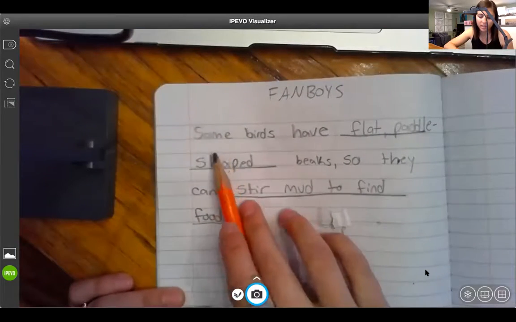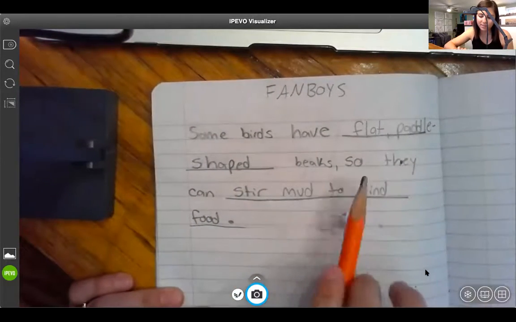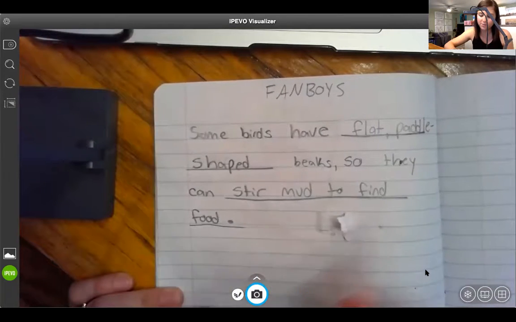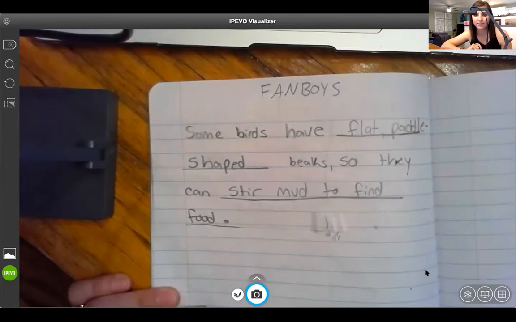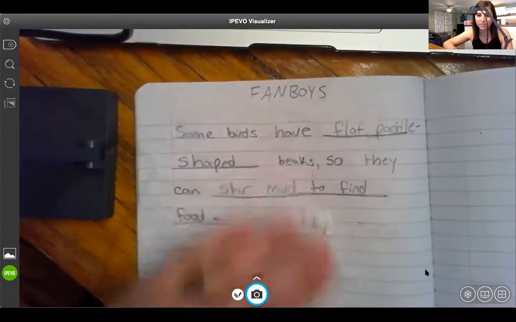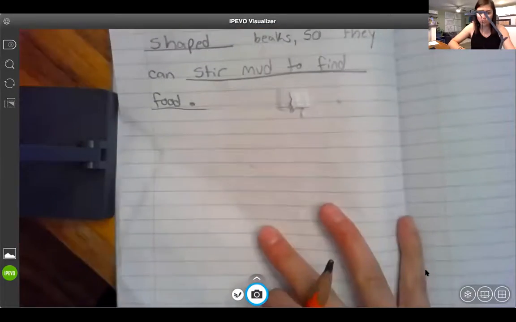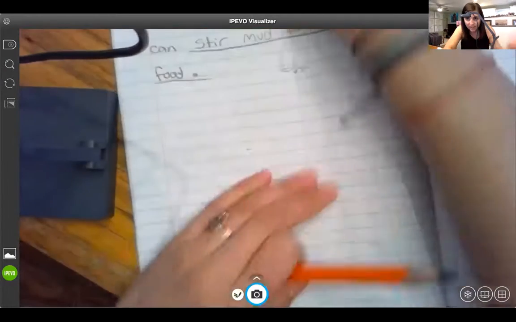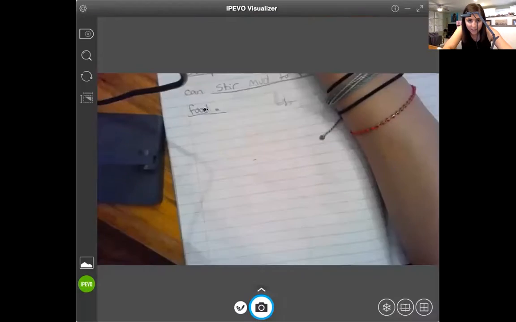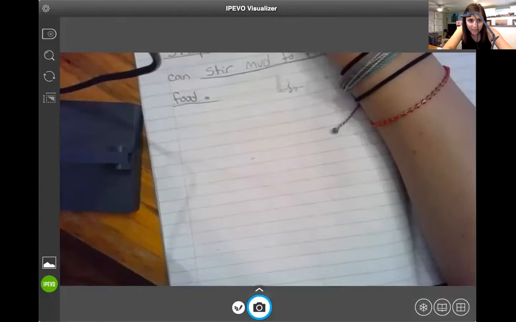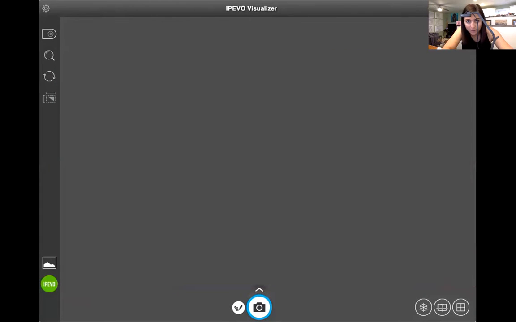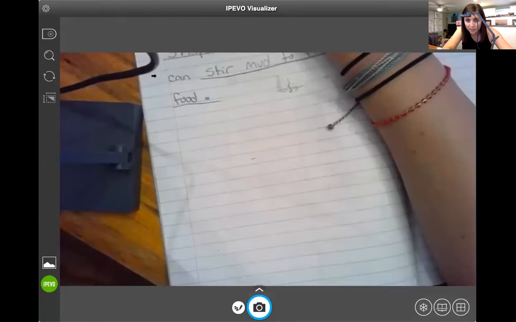So, some birds have flat paddle-shaped beaks so they can stir mud to find food. Good job, guys. Pause the video in between whenever. You can always rewind it. You can stop. Now, we are going to go on to drawing that spoonbill. So I'm actually going to make this a little bit smaller so that way I can kind of see that page.